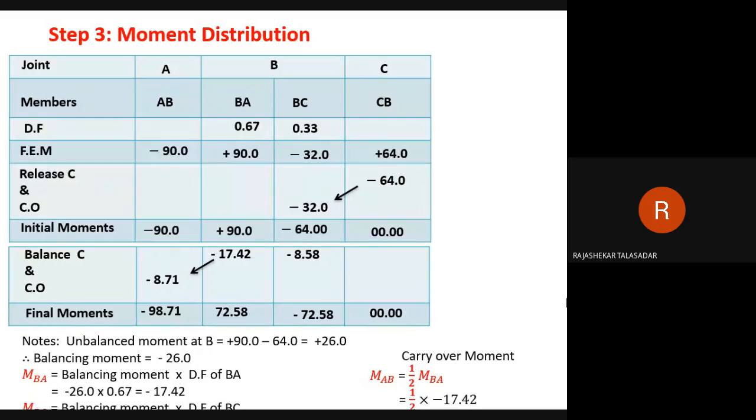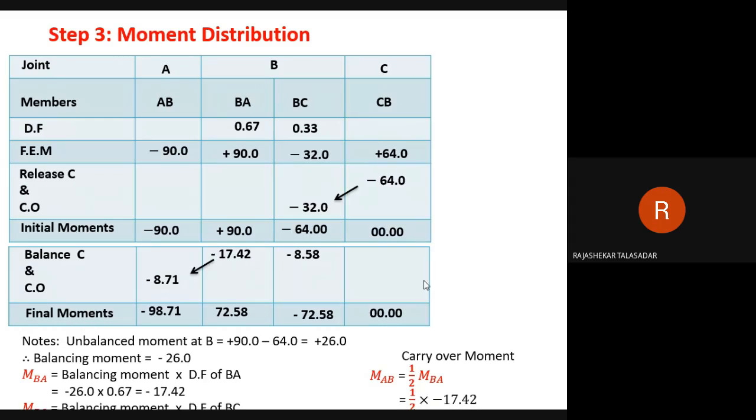So once again I repeat, if the far end is hinged or a simply supported roller, first you need to release it. How to release that? You have to apply the opposite moment to the existing moment. Then it should be carried over to the other end. Then you take the sum of the moments and call them initial moments. Then start balancing and carry over.